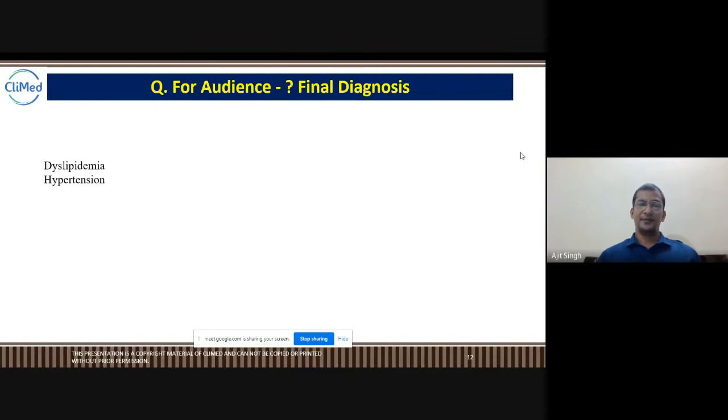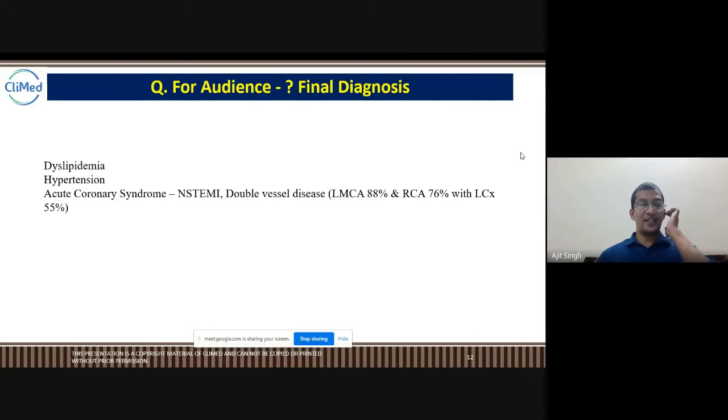Dyslipidemia, I agree. Hypertension, I agree. Acute coronary syndrome, you can see here, anastomy, double vessel disease. What is double vessel disease? There are two vessels involved. One is LMCA, one is RCA, right coronary artery. So LMCA is 88% and RCA is 76%, with LCX 55%, which is insignificant. Insignificant means if it is less than 65, less than 70% actually, we do not need stents. We can go ahead with the medicines.